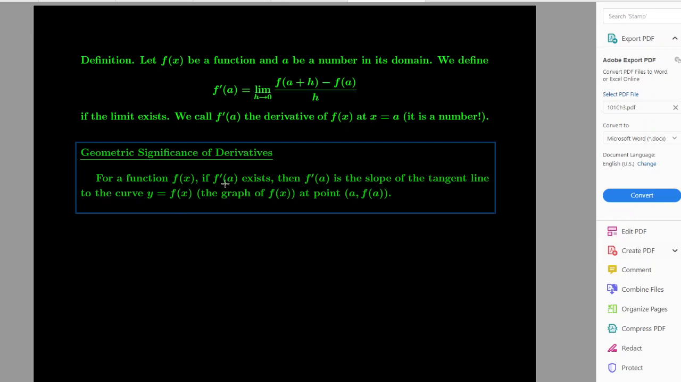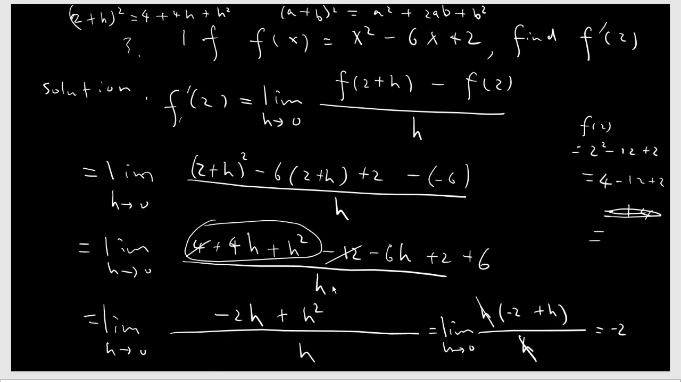The derivative of the function at a number a is the slope of the tangent line to the graph of the function at the point whose x coordinate is a. I will copy this to the PowerPoint. I will show you the meaning. Maybe I'm going to use Desmos to sketch the graph.